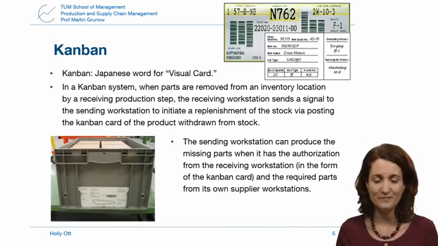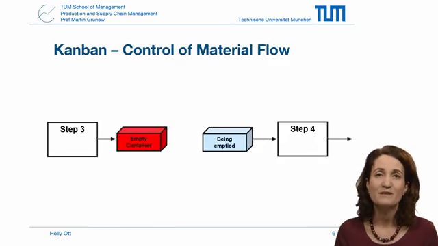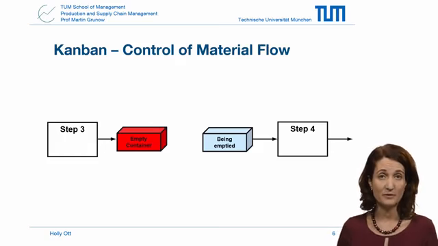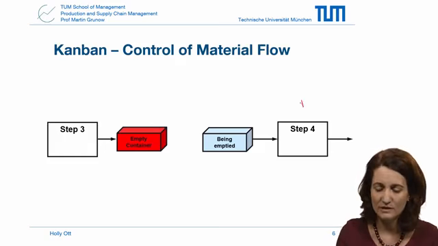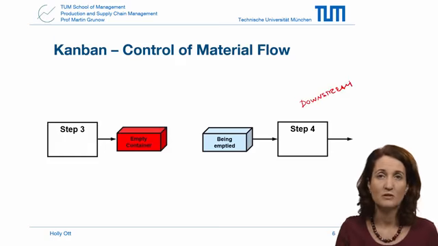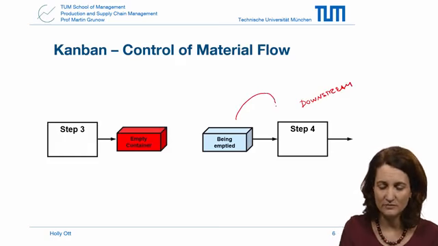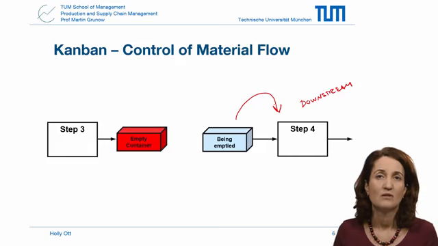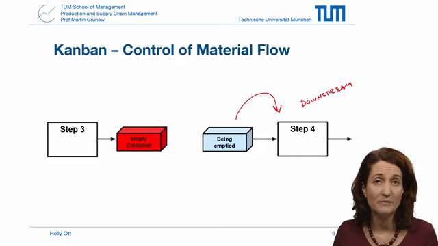Now let's see a simple example of a single card Kanban to see how the Kanban is used to control the flow of materials. Here we have two steps from our pull system, step 3 and 4, where step 4 is our downstream step, closer to the end demand. Step 4 is using input material from the container being emptied here in order to complete its production.